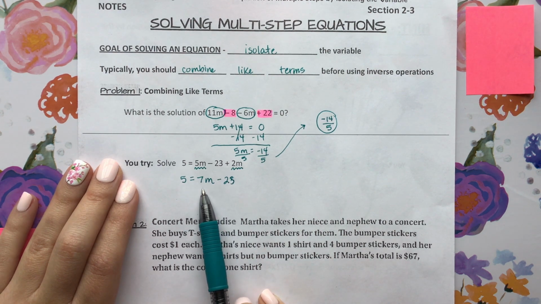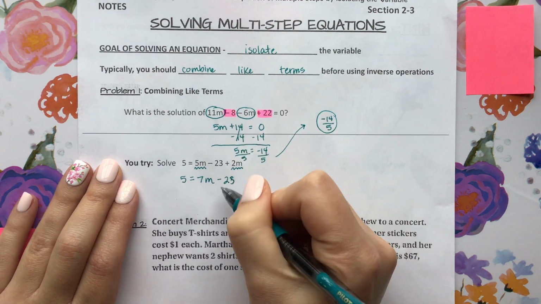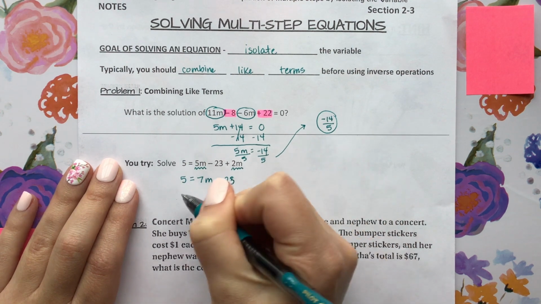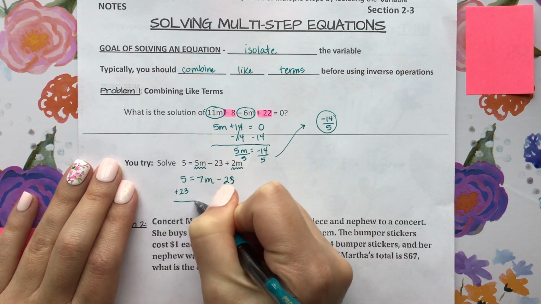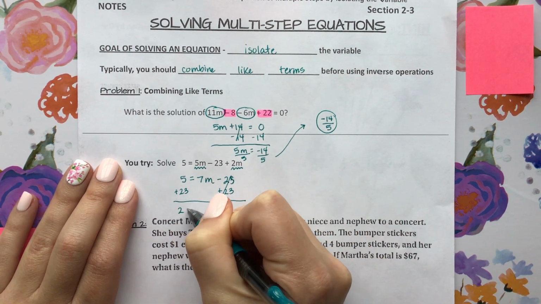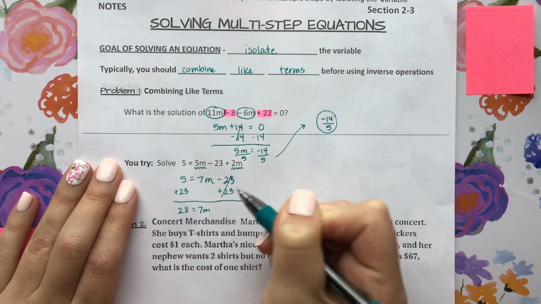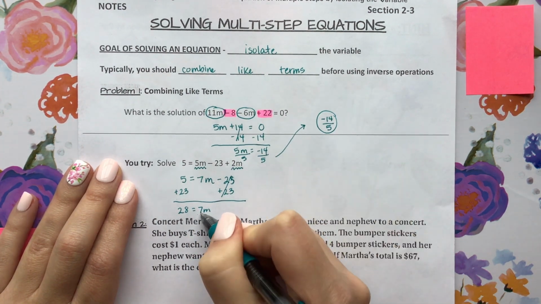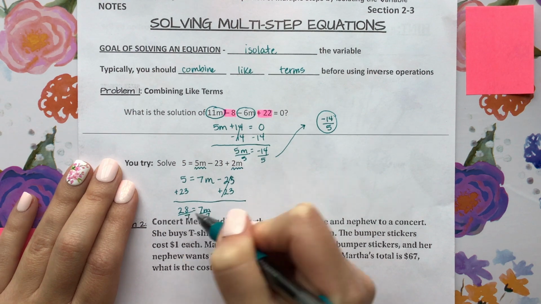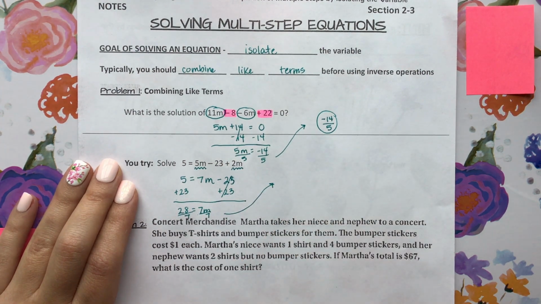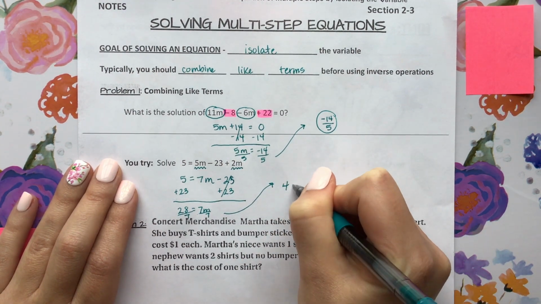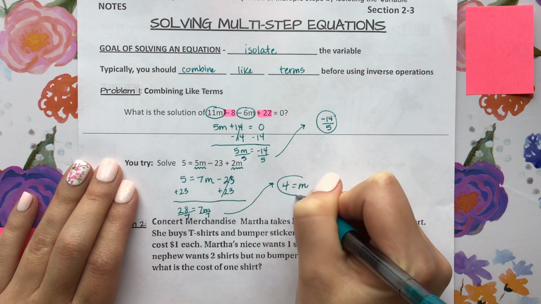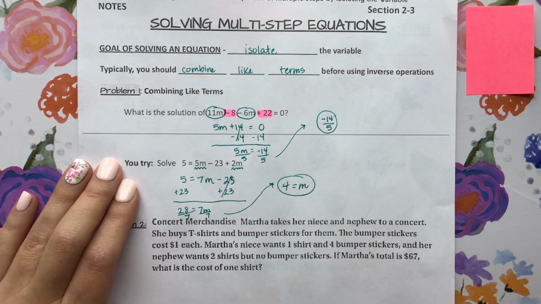Now I'm going to start isolating my variable. So I'm going to add 23 to both sides of the equation. And that gets me 28 is equal to 7m. Divide by 7 on both sides. I'll bring my work up here. 4 is equal to m. And I'm done.